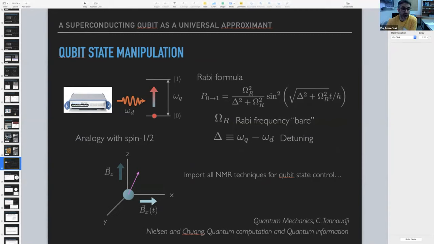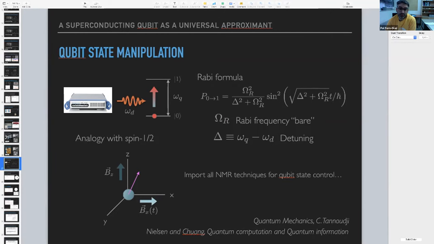And so this picture is a microwave generator, like the ones we have in our lab. And the physics of this problem is essentially the Rabi formula, in which the probability that the qubit moves from the ground to the excited state oscillates in time as long as this external field is applied. And this rate of oscillation is known as the Rabi frequency.